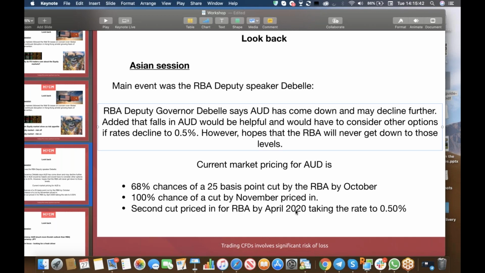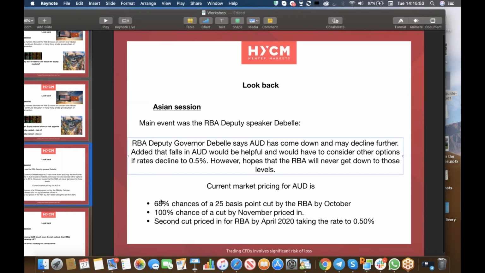So that is the expectations. The expectations is to get down by 2020 all the way down to 0.5%. So that is what the current market expectations are. Now, the reason we want to know what the market expectations are is because this gives us an element of understanding to how much the Australian dollar is falling, okay?